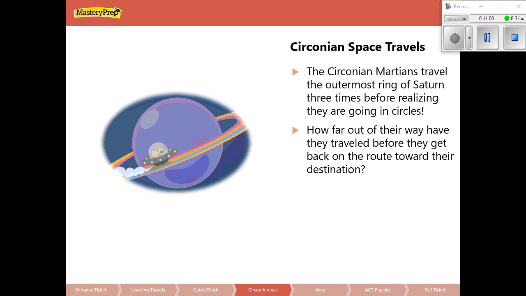They mistake the rings of Saturn for roads the inhabitants of Saturn have constructed. The captain of the spaceship believes the road is a shortcut to their destination and steers the ship along its direction. Before long, the spaceship's crew start to complain. It seems like the road is never ending. Yep. So they're trying to travel. The Circonian Martians travel the outermost rings of Saturn 3 times before realizing they are going in circles. How far out of their way have they traveled before they get back on the route towards their destination?